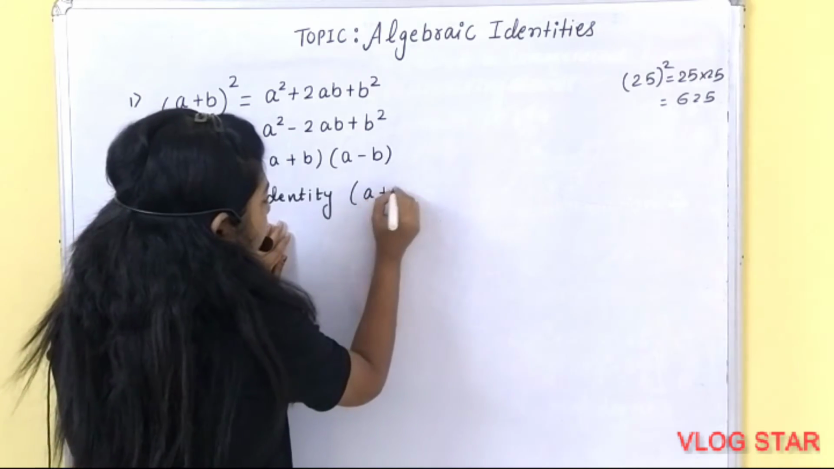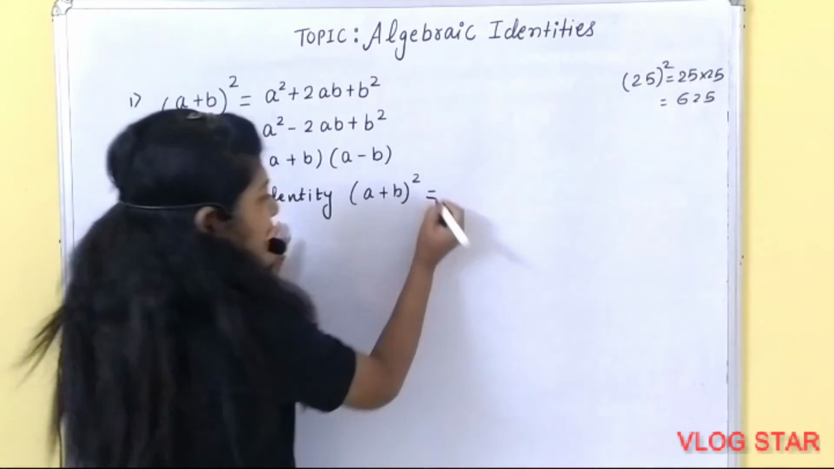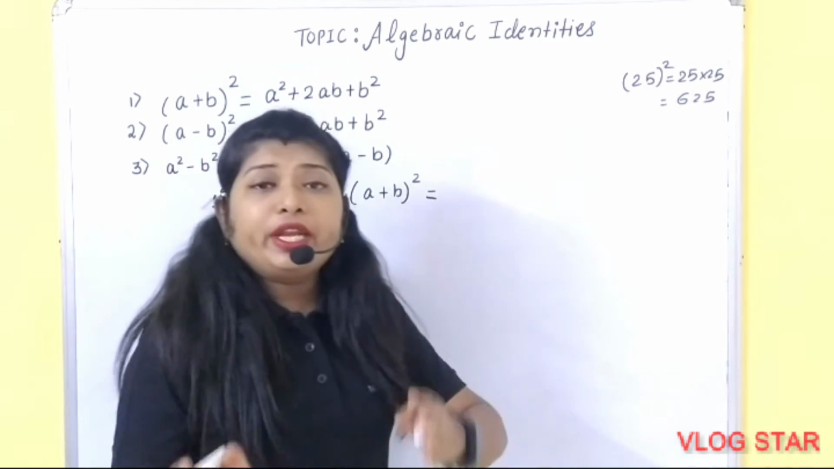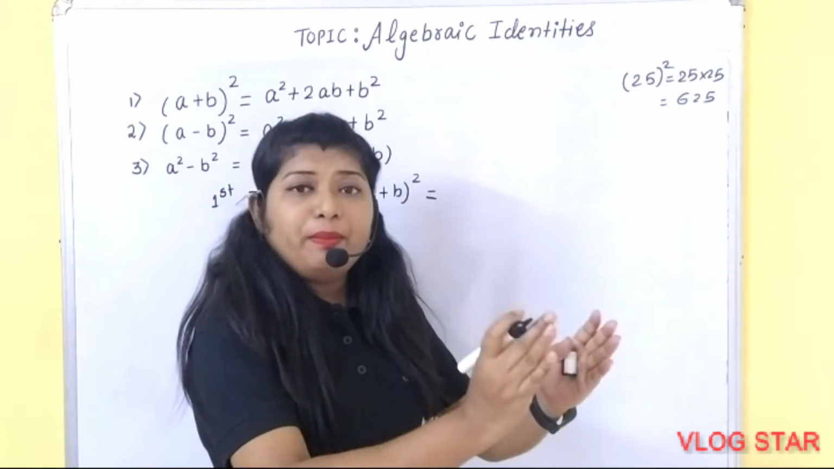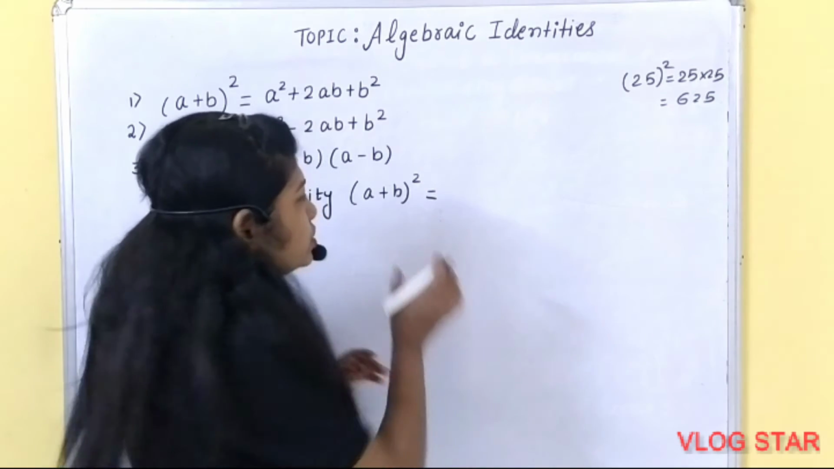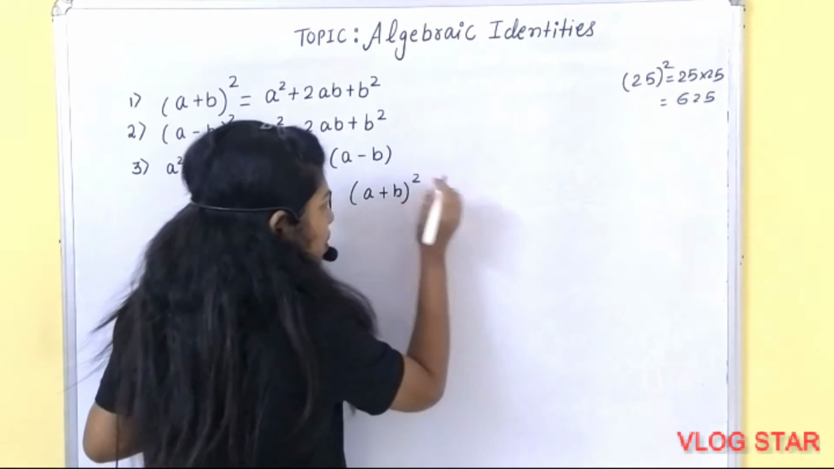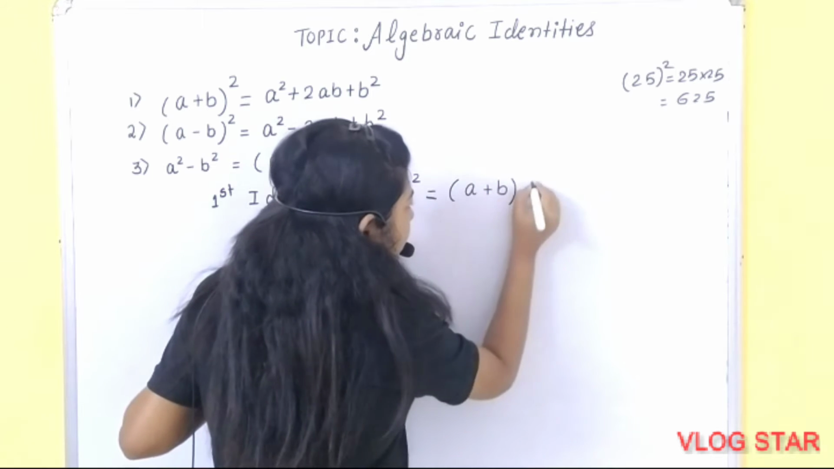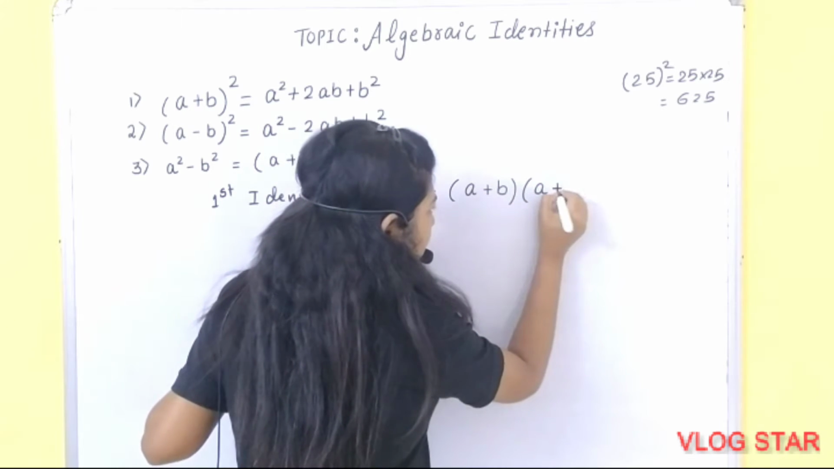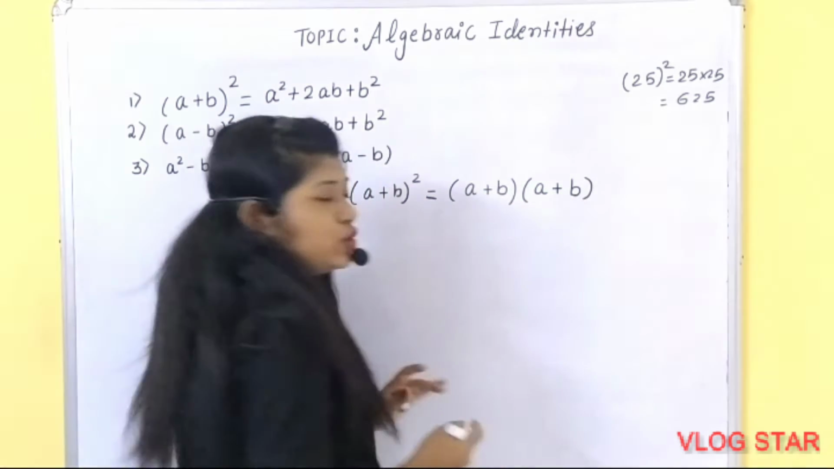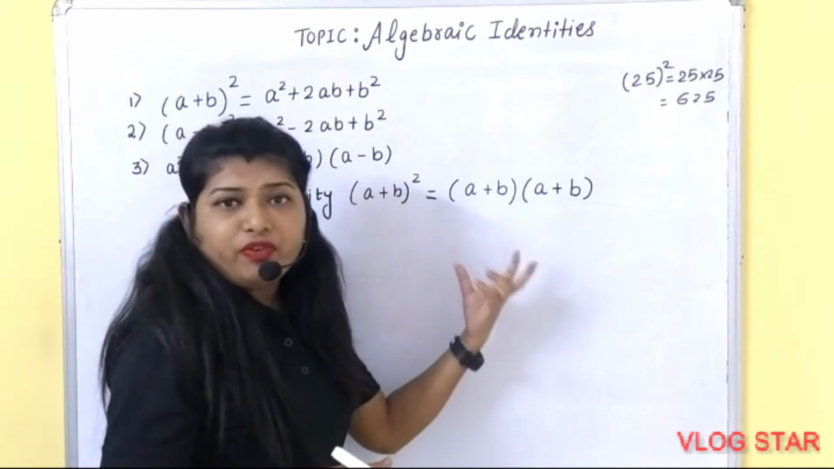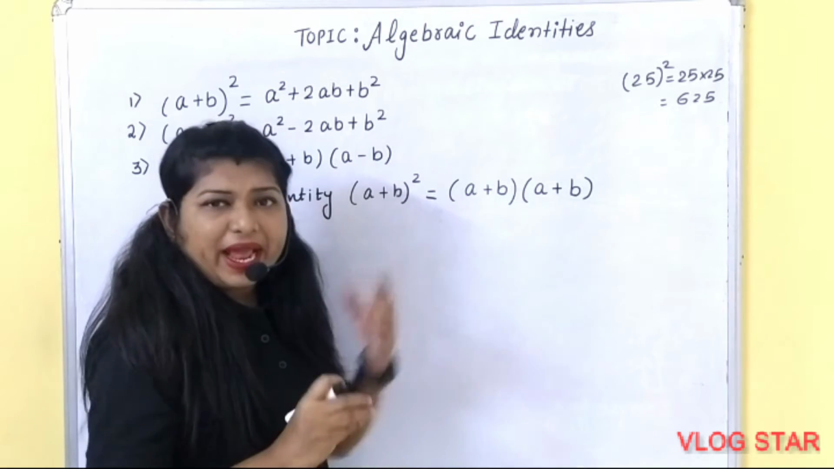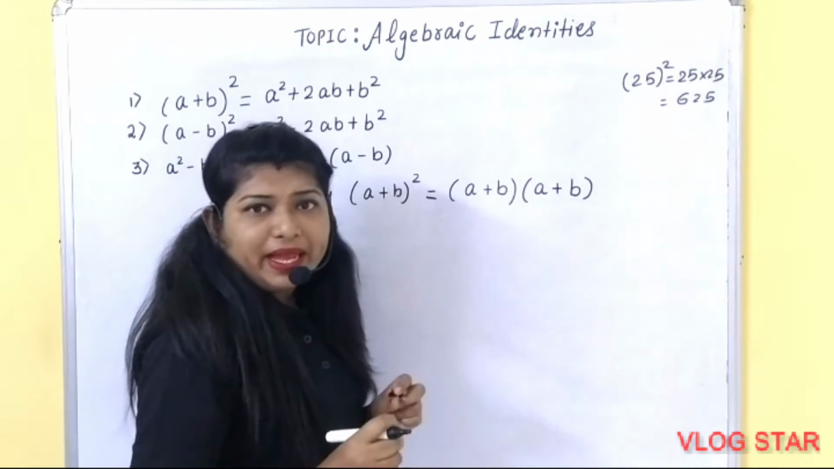That is (a + b) square. As I said, to take the square of any term, we need to multiply the same number 2 times. So here (a + b) whole square can be written as (a + b) into (a + b). What would be the next step that we need to follow? Simply we need to perform multiplication between the two brackets. So how are we going to multiply this?